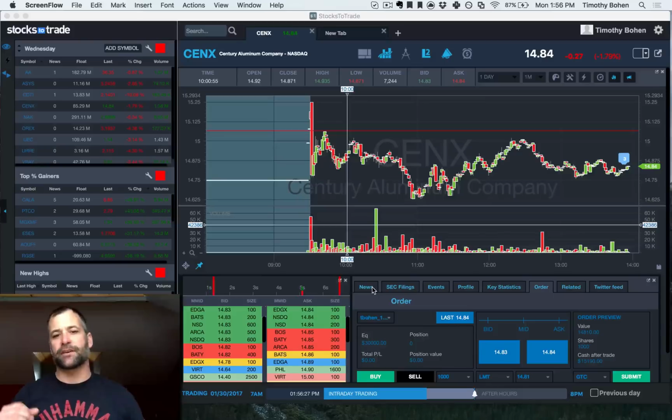Going to go over just kind of a quick tip and technique I recommend using the Stocks to Trade Paper Trading module for to learn and refine your short selling strategy.